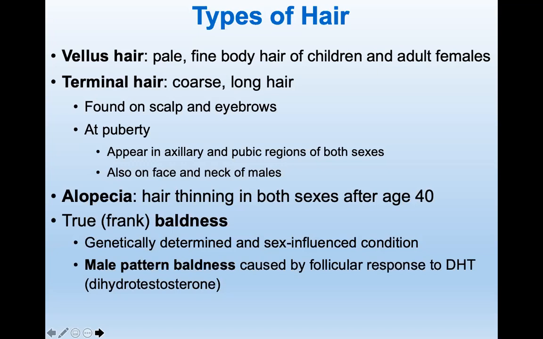Okay, alopecia is when you start to see your hair thin out. So basically you start to lose a lot of the hair. And then what we have is what we call true or frank baldness. This is the one that is genetically inherited, typically from the X chromosome. So it comes from the mom. And it typically affects males. So that's where you get the male pattern baldness.